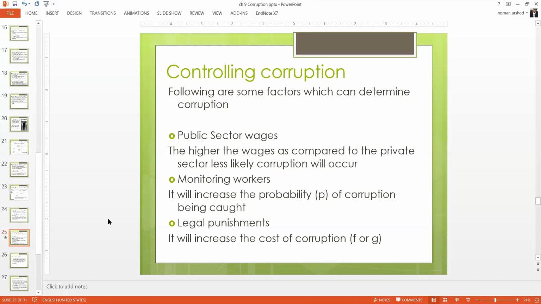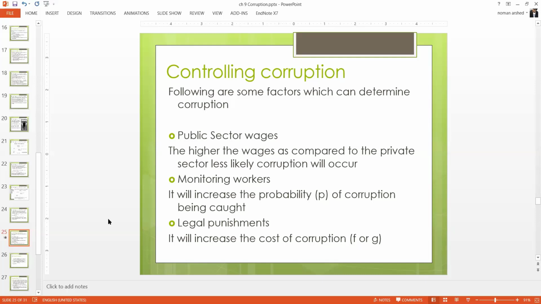Second, we need to monitor our workers. Monitoring means we need to make institutes like NAB and FBR so that they can monitor the working of government officials. If we have good monitoring of workers, it will increase the probability of being caught. And if you increase the probability of being caught, then they will not do corruption.